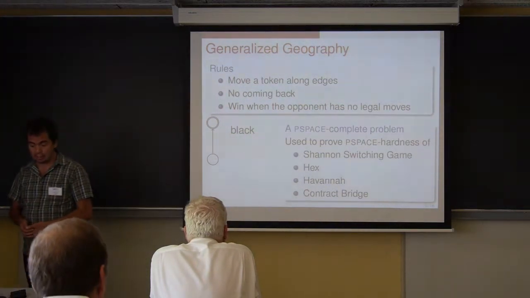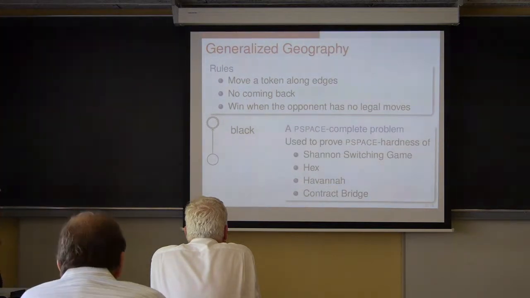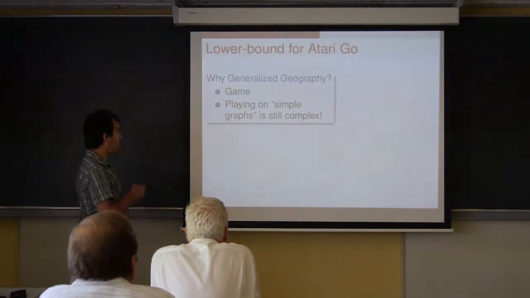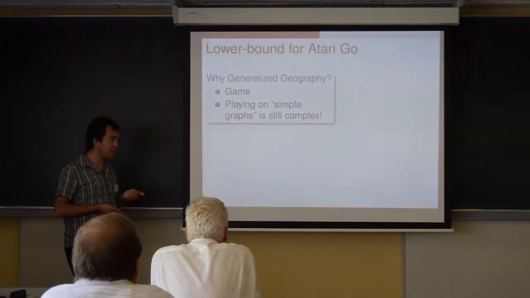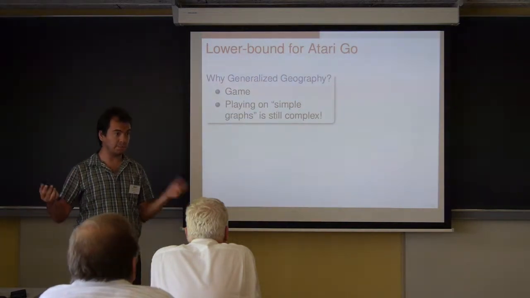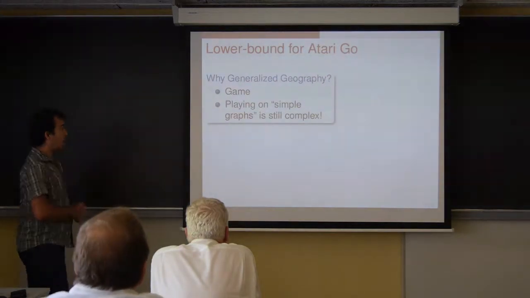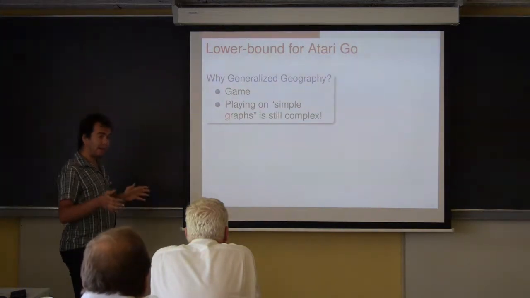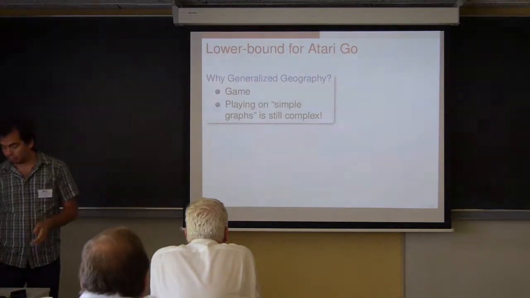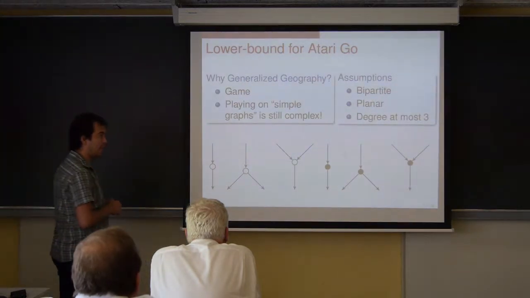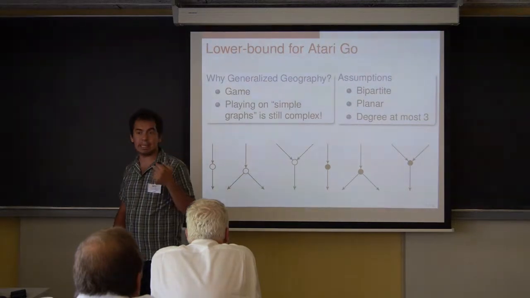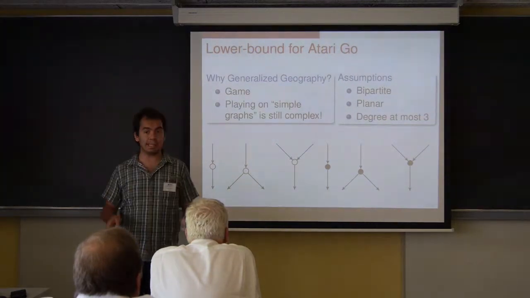You see it's fairly simple, and it's been used to prove the hardness of many games. So why has it been used so often? Well, it's a game, so that's a good start. We already have the concept of two players taking turns, choosing moves. And when you simplify the graph, when you make assumptions on the graph, the generalized geography problem remains difficult. So if we assume that the graph is bipartite, if we assume that the graph is planar, if we assume that it has bounded degree 3, the problem remains hard.